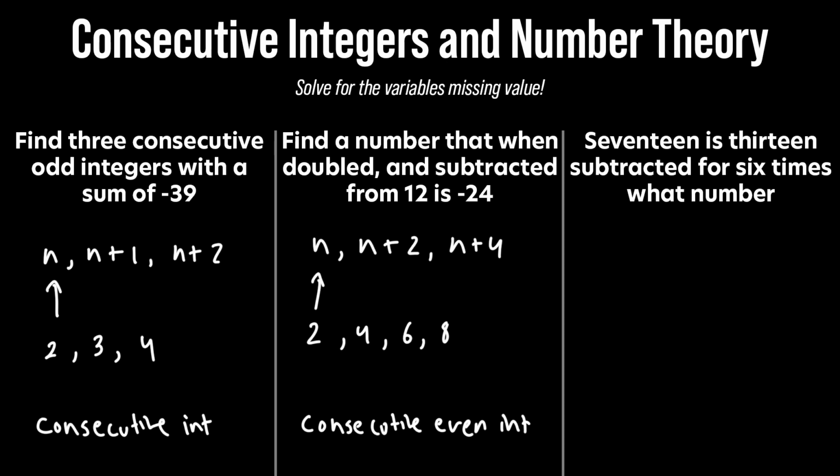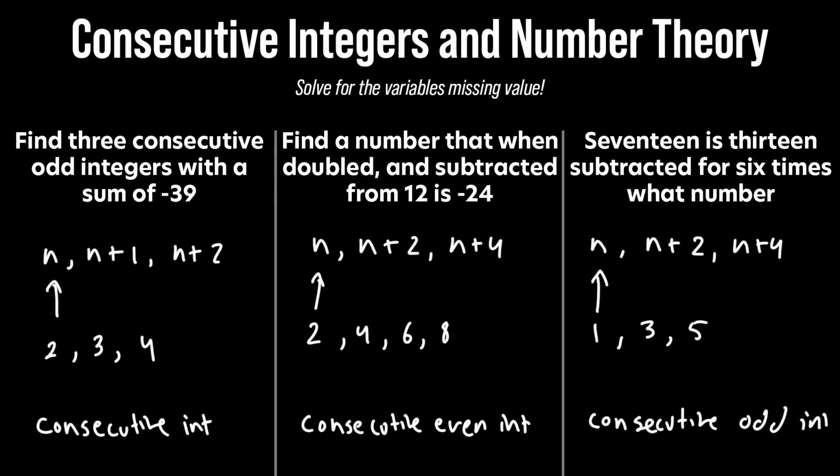And finally, we have consecutive odd integers, which are similar in that it's the same equation as the consecutive even integers, but you just have to start with an n value that's odd. When you add two to an odd value, it stays odd. So this would be 1, 3, and 5. So these are consecutive odd integers.